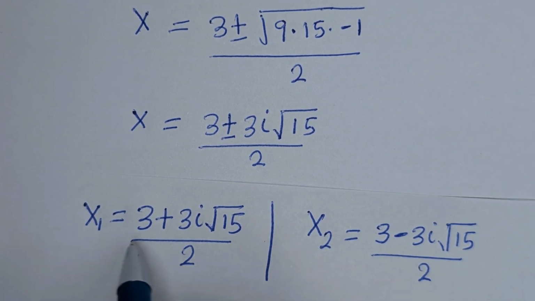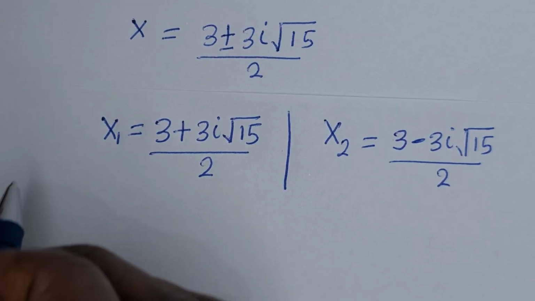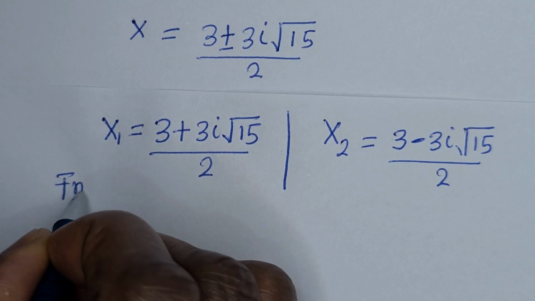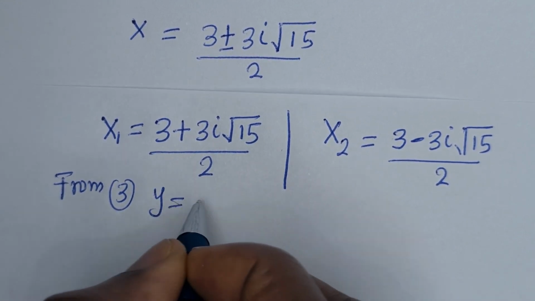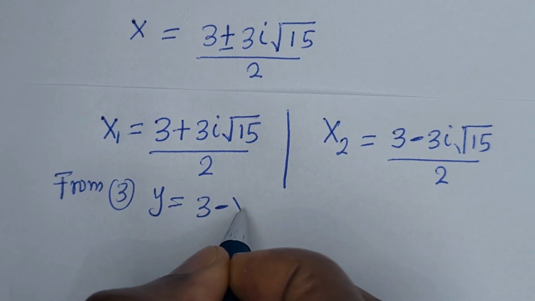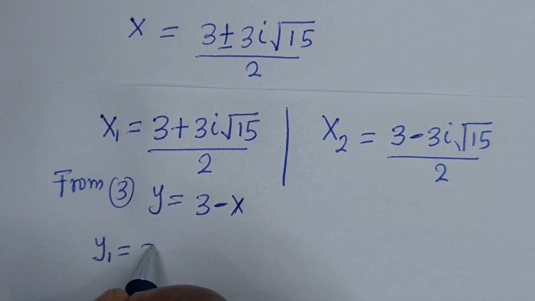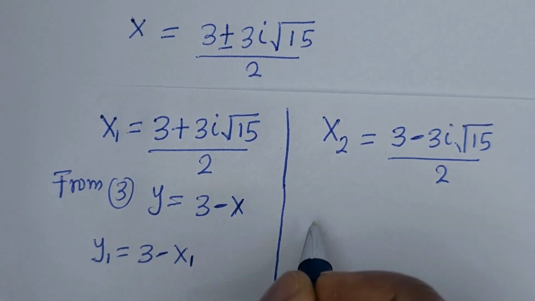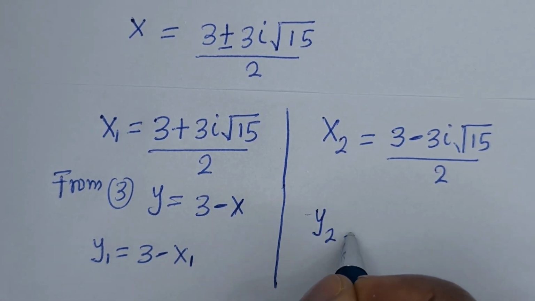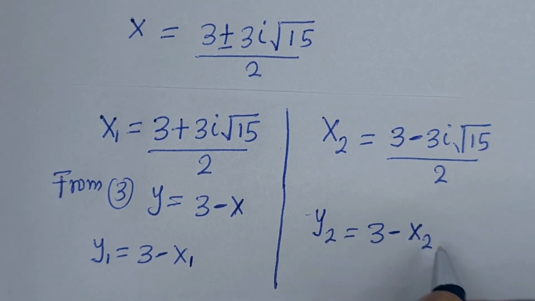We've gotten the values of x1 and x2. Let us solve for y1 and y2. From equation 3, y is equal to 3 minus x. y1 is equal to 3 minus x1. Then y2 is equal to 3 minus x2.